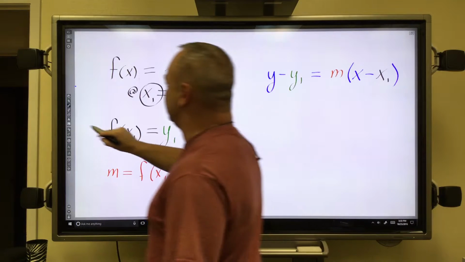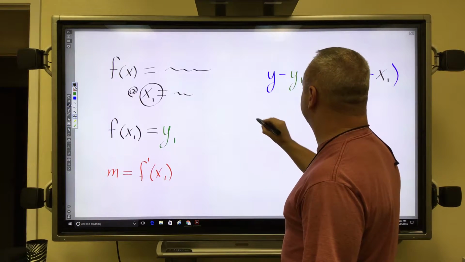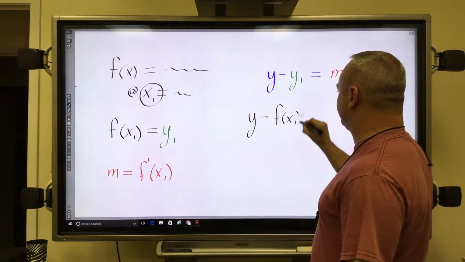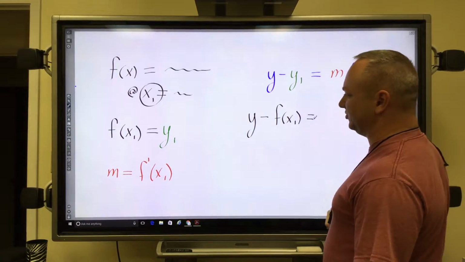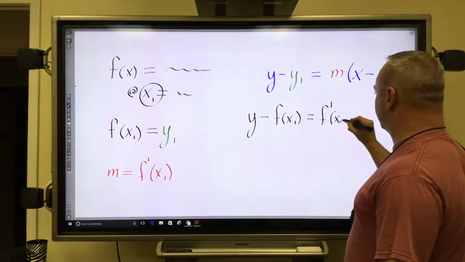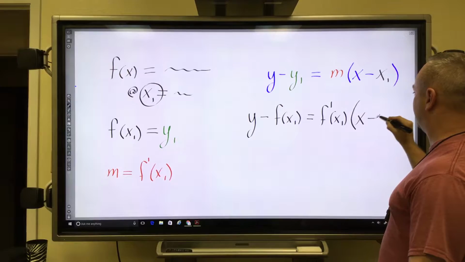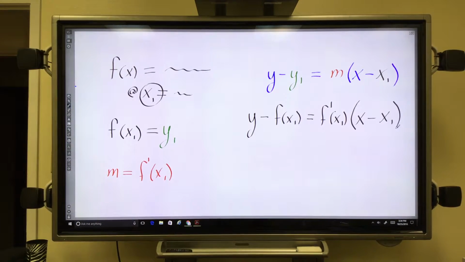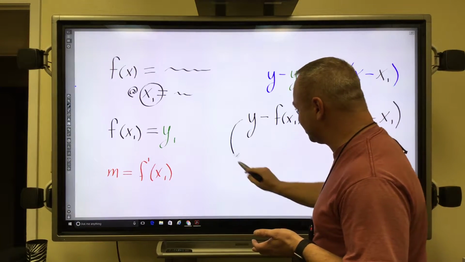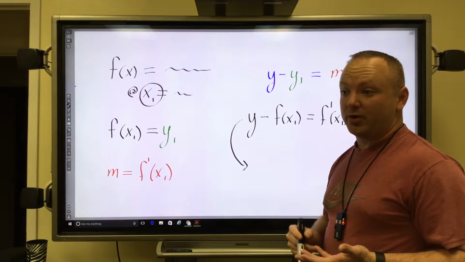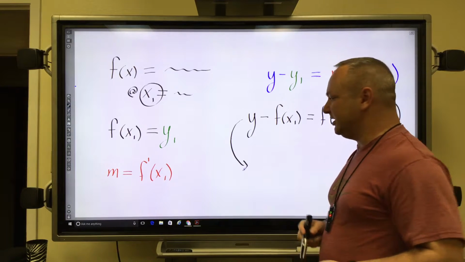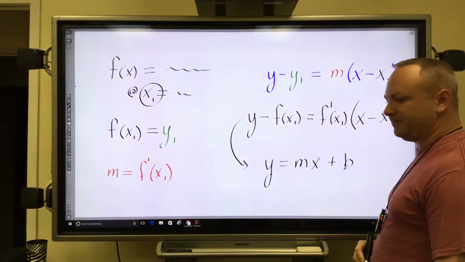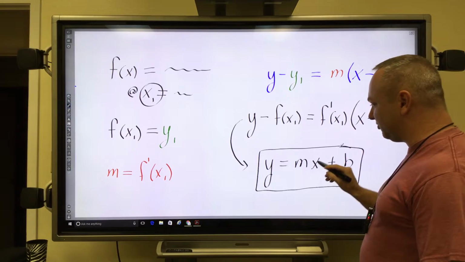So we could rewrite this as y minus f of x1 is equal to f prime of x1 times x minus x1. And that's all you have to do every time. The equation of a tangent line is just the equation of a line, and we're just specifying that it has to be the tangent line. The equation of a line is always in the format y equals mx plus b, so your final answer will always be in that format.